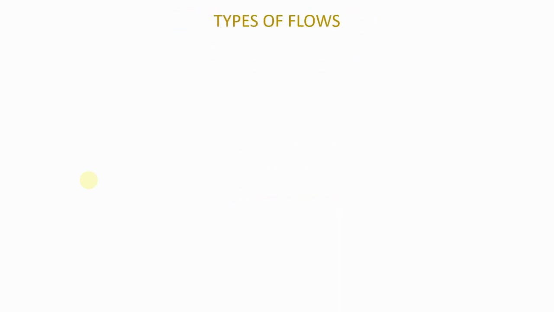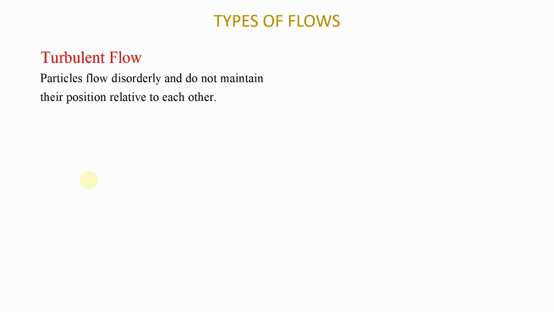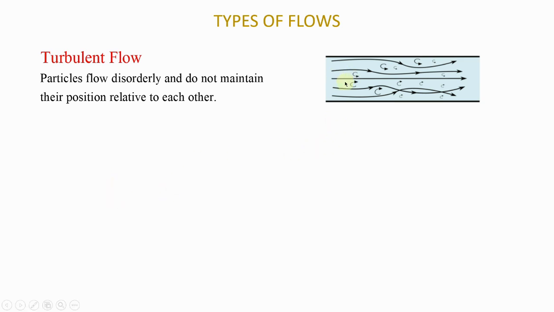First, we will talk of the two types of flows that you have in fluid mechanics. The first one is turbulent flow. So we say that a flow is turbulent when particles that are flowing do not maintain their position relative to each other. So it is a flow that is disorderly. What I mean by that, if you look at the picture that I have here, the lines that you see inside of the flow, these are the lines that particles are following as they are flowing.